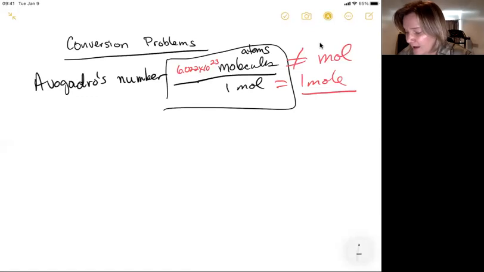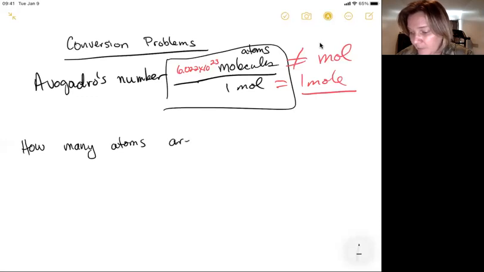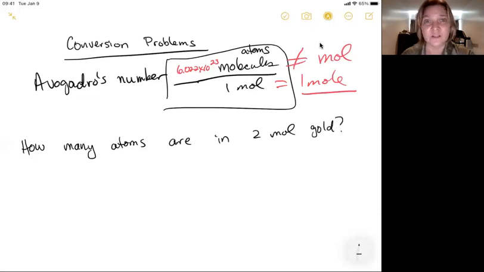So what if I say, how many atoms are in 2 moles of gold? Okay, because gold is an element which contains atoms. It is not a compound that contains molecules. So there is a set way that I want you to solve these problems, and it will serve you every single time. It is one set procedure that can work for all of these problems.